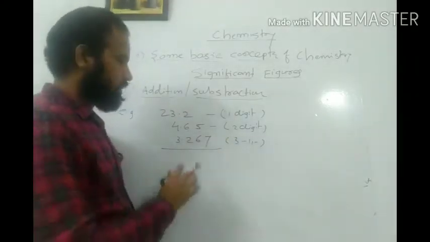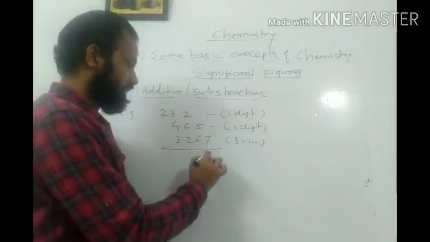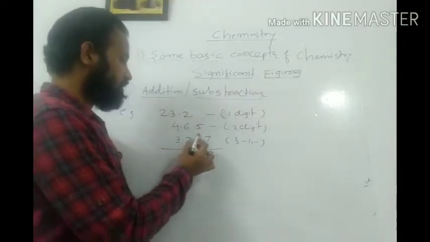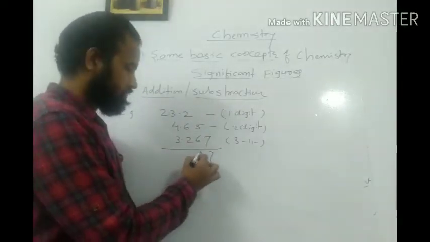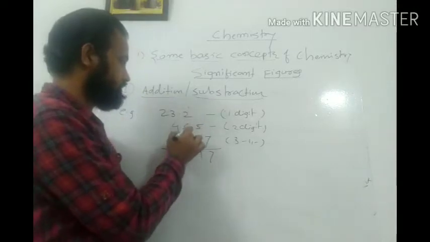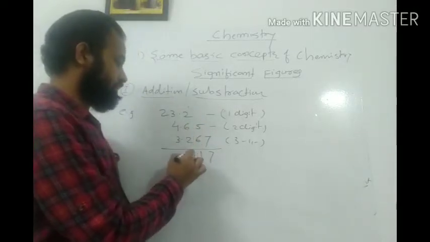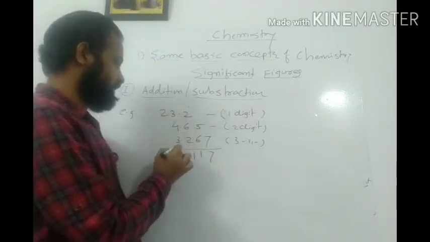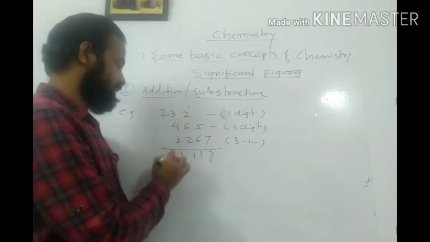Now I am going to add them all. 7 as it is. 5 plus 6 is 11, 1 is remaining. 2 plus 1 plus 3 plus 6 plus 9 is 11, again 1 is remaining. 4 plus 4 is 8, 8 plus 3 is 11, again 1 is remaining, and 3.